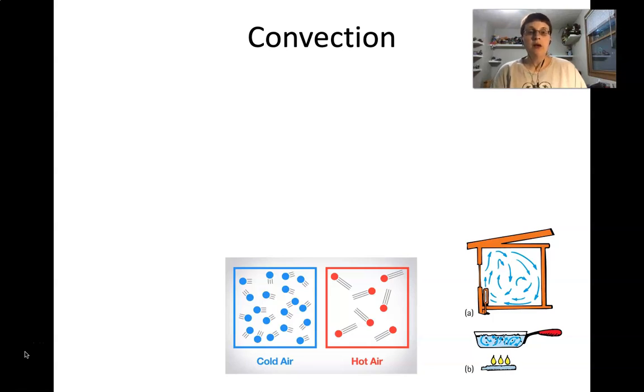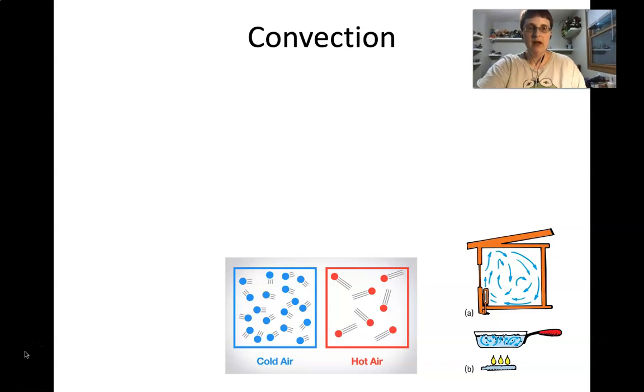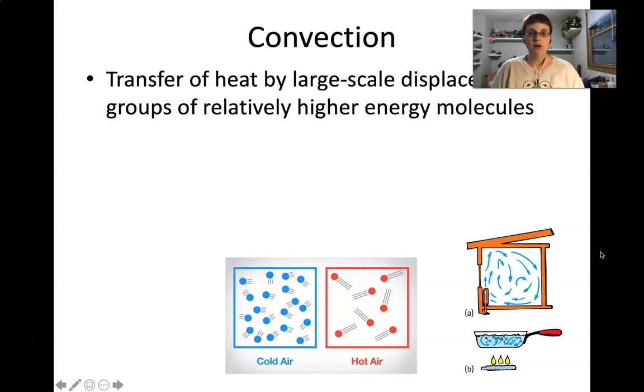So another method of heat transfer is convection. And you may have heard of convection if you've come across a convection oven. I have one of those actually in my home. I love it because it cooks things a little bit faster and more evenly. So let's talk about what convection is and why that might work.